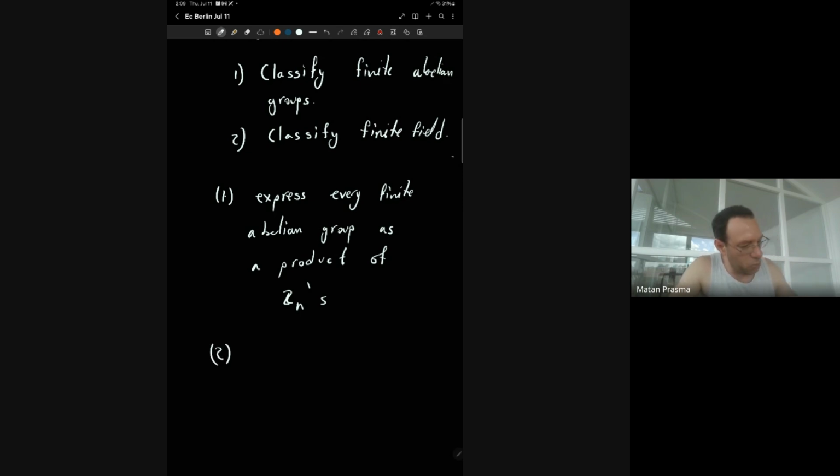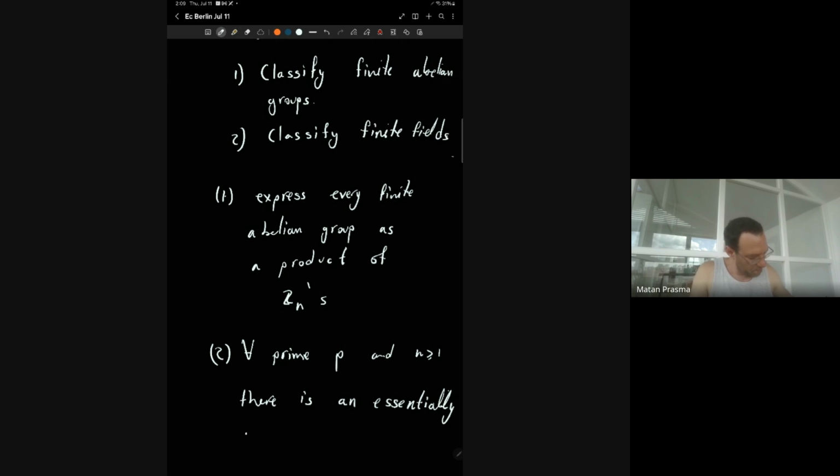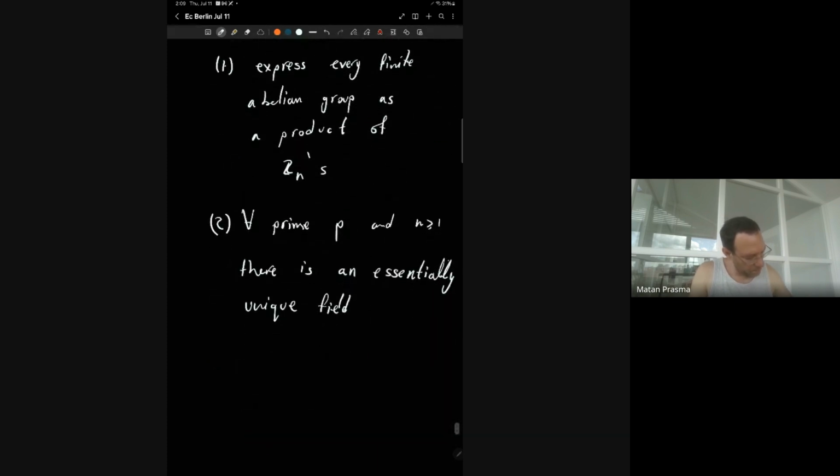And in two, to classify finite fields, it turns out that for any prime p and any positive integer n, there is an essentially unique field, denoted as F_p^n, or also GF(p^n), of p to the n elements.